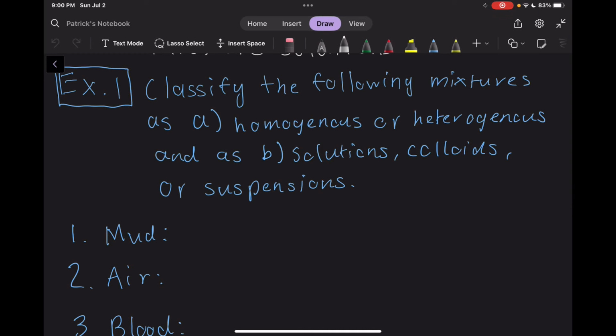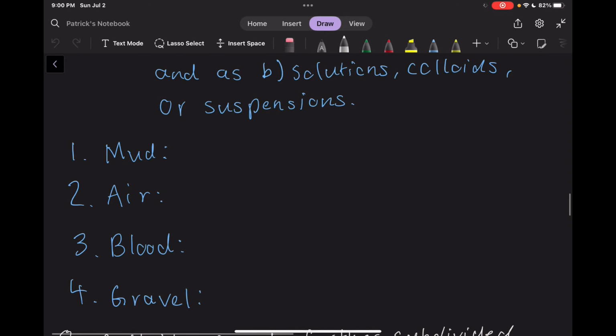Now for our first and only example problem of the day. Example 1 would like us to classify the following substances as A, homogeneous or heterogeneous mixtures, and B, as solutions, colloids, or suspensions. Feel free to pause the video and try this for yourself. This problem really just needs a bit of logical thinking.